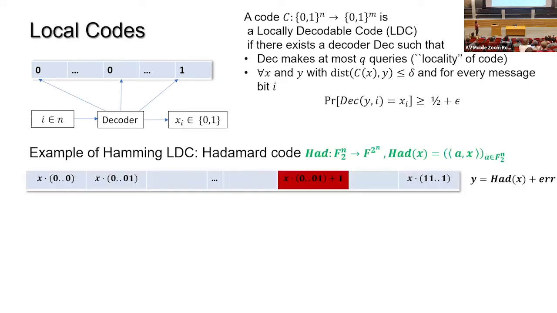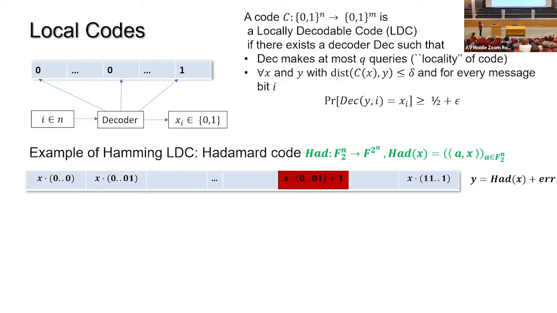So this is the prototypical example of a locally decodable code, right? The Hadamard code, what does it do? It encodes n bits into 2 to the n bits. It looks like this at position. So you can think of the code word as being indexed by vectors in F2 to the n. And at position a, we just take a·x mod 2. Okay, that's the Hadamard code.